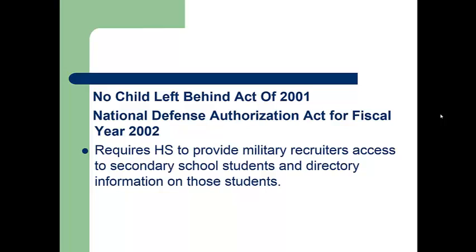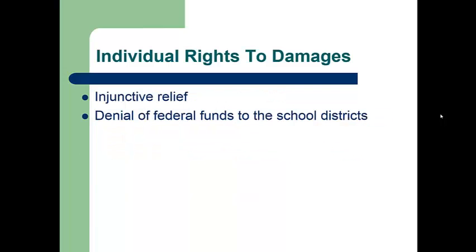So one of the provisions of No Child Left Behind in the National Defense Authorization Act for fiscal year 2002 said that high schools are required to provide military recruiters access to secondary records and directory information on students. And that had not been that way up until that point.